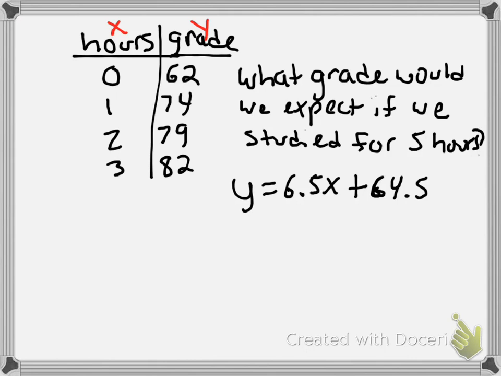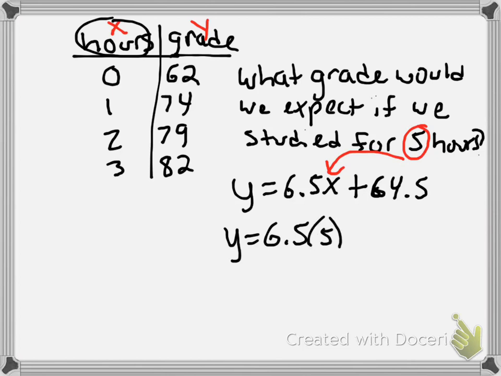So with this one, if I notice, my x value was the hours. So what I'm going to want to do is plug in this 5 hours, because that's hours in this case, and I'm going to be plugging that in for the x value. So y value is my grade, so the grade that I want to find is going to be 6.5 times 5 plus 64.5.